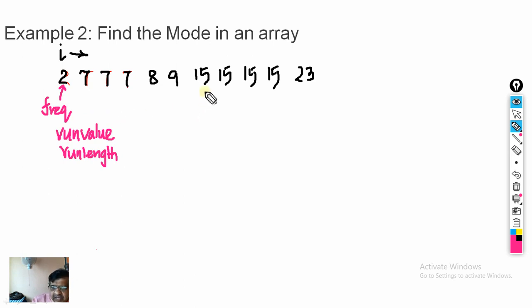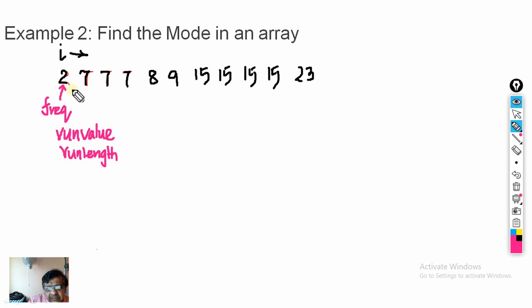When it comes over here, run length is 1, 2, 3, 4. Till here, whatever that I has gathered, and when it comes over here, it is I plus run length. Now run length becomes equal to 4. The previously gathered frequency was equal to 3. Therefore, 4 is greater than 3. The current run length is greater than the earlier stored frequency value, therefore the frequency value will change. Frequency value will become equal to 4, and run value will be equal to 15.